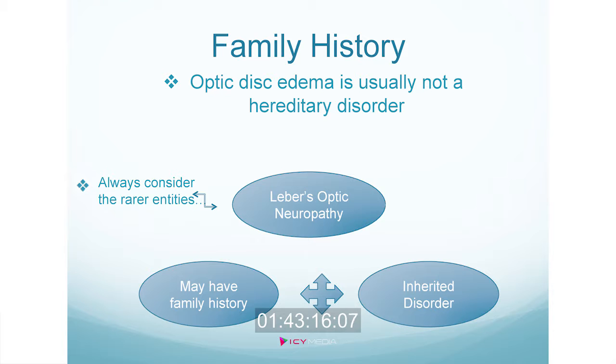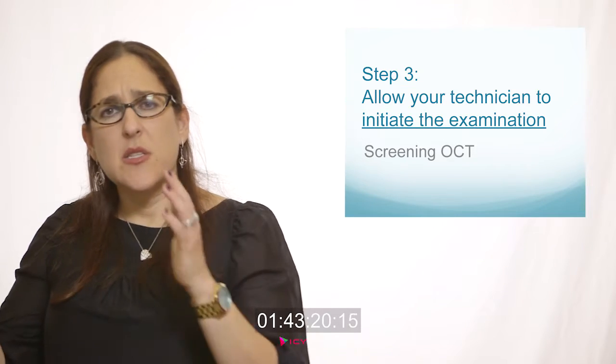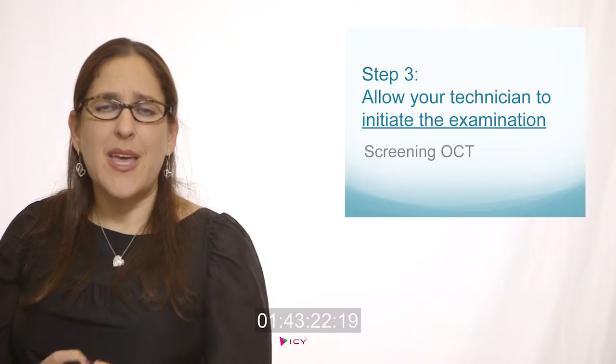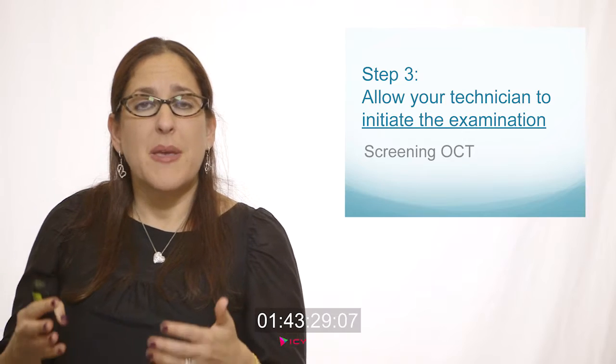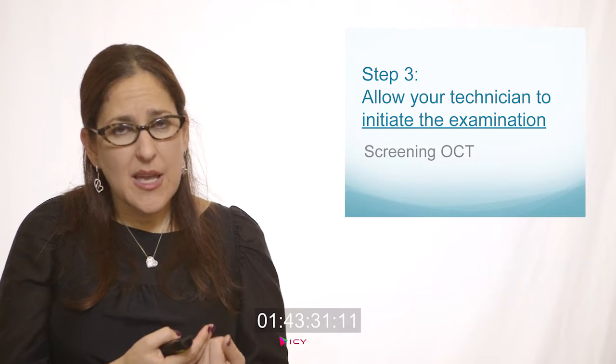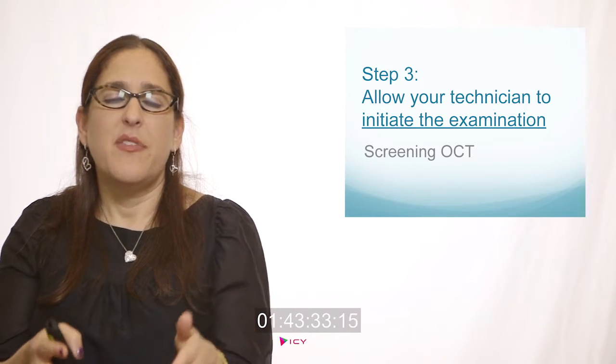But again, it's not on the top of our list of things that we would think about as being inherited. Once we've obtained the histories, we talked a lot in the previous webinars about getting our screening OCT. Okay, and the screening OCT is going to give us great information because if the condition is acute, it's going to present one way. If the condition is chronic, it's going to present another way.